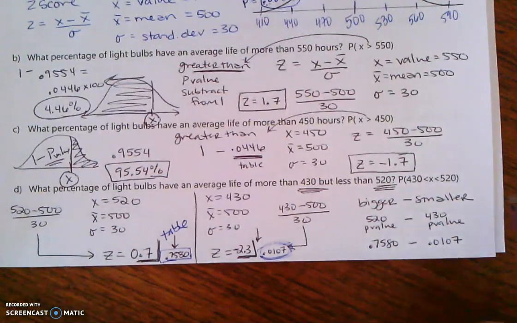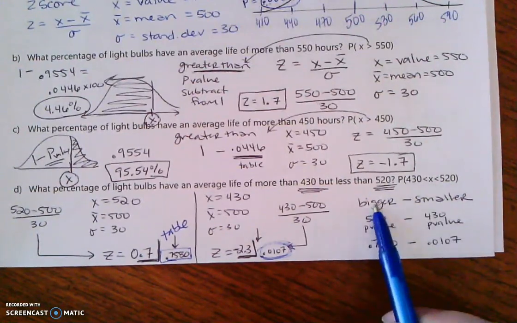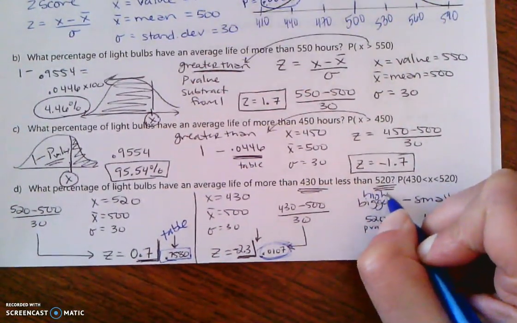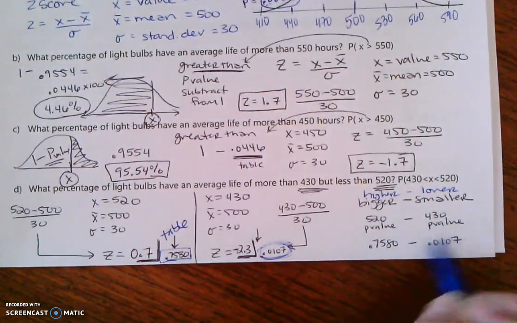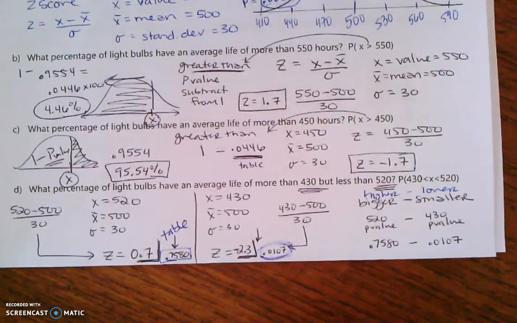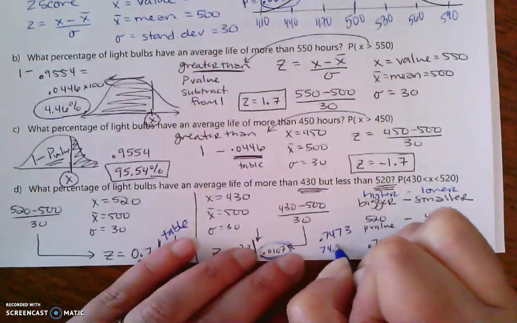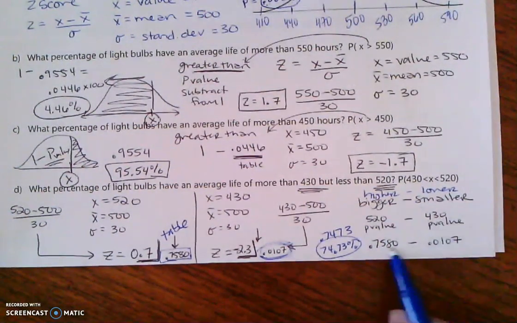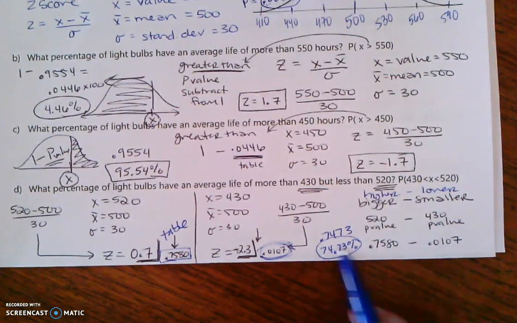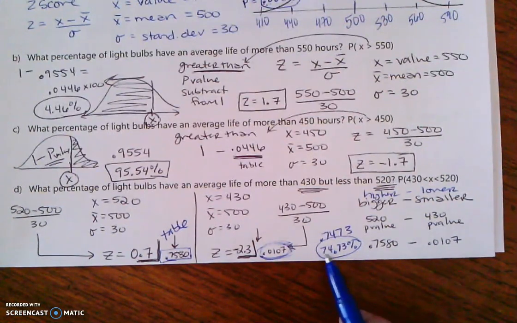Now, if you are ever given a bigger and a smaller, you're given a boundary, both low and high, you take the bigger or the higher one, and you subtract the lower boundary. So my 520 p-value minus my 430 p-value, and 0.7580 minus 0.0107 is 0.7473, which leaves me 74.73%. So you always take your higher and you subtract your lower once you get to the p-values off of the table. So 0.7580 minus 0.0107, and I get 74.73%.